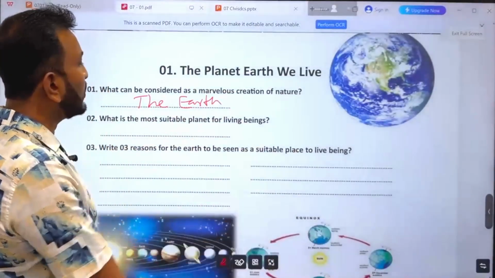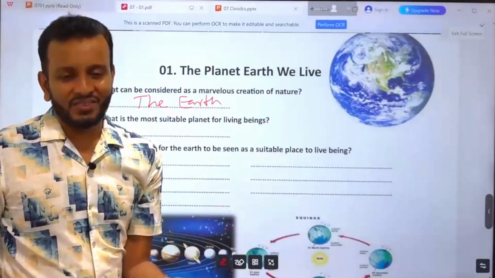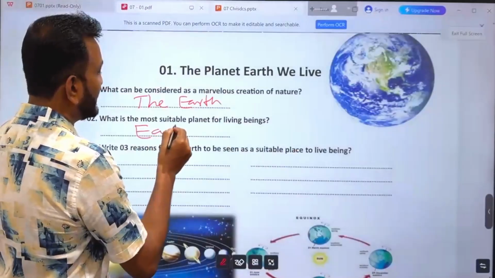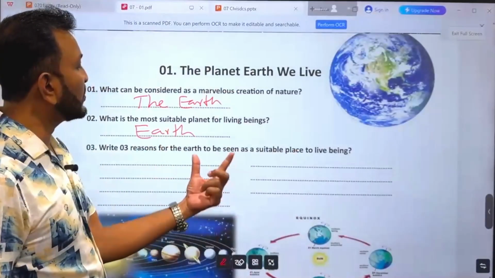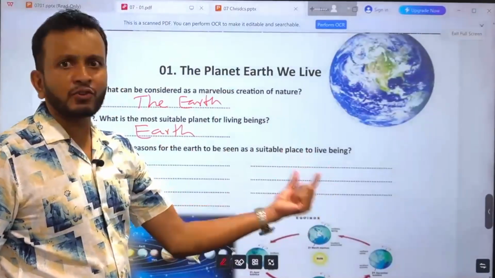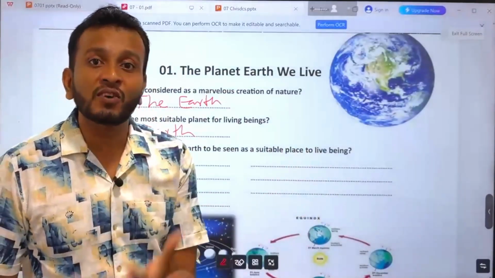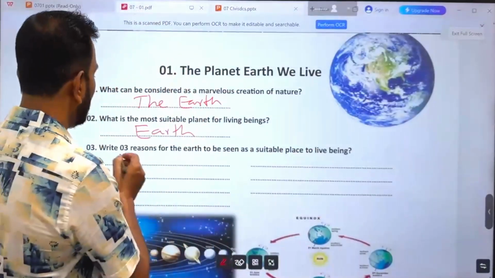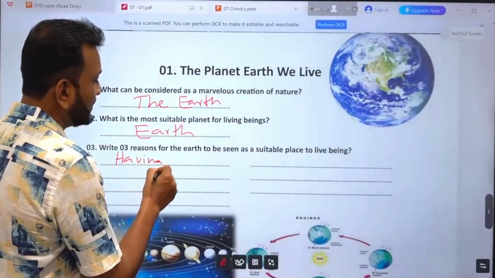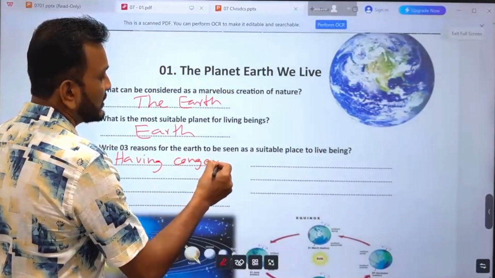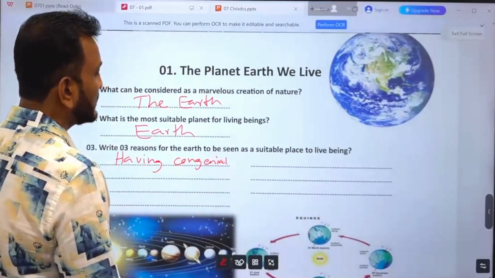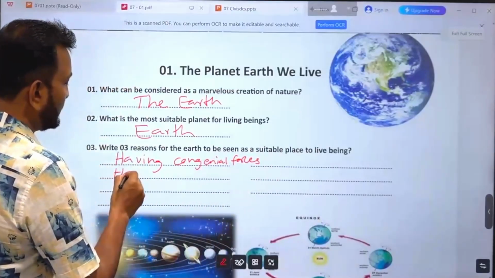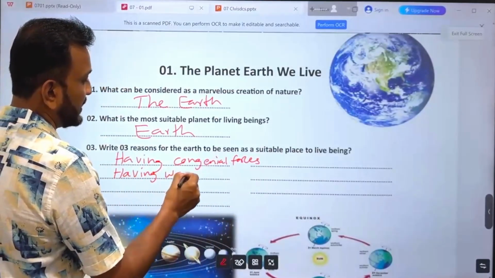What is the most suitable planet for living beings? Very easy question. Earth. Three reasons for the Earth to be seen as a suitable place for living beings. That means what are the major uses of the Earth as a planet? Contains water. Having congenial gases. Very good. Having water.